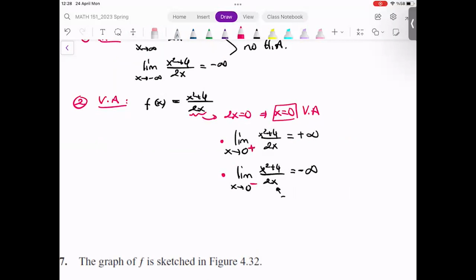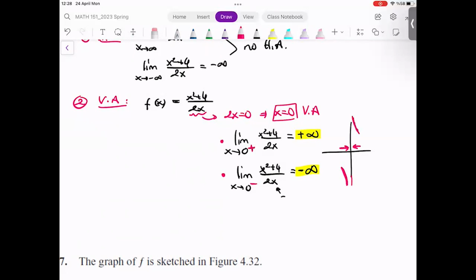Without this plus infinity, minus infinity information, without these limits, you cannot draw the graph because you will need this information. So what we obtain here is, if you approach 0 from left, your graph will look like this. It will diverge to minus infinity. If you approach 0 from right, your graph will behave like this, towards plus infinity.